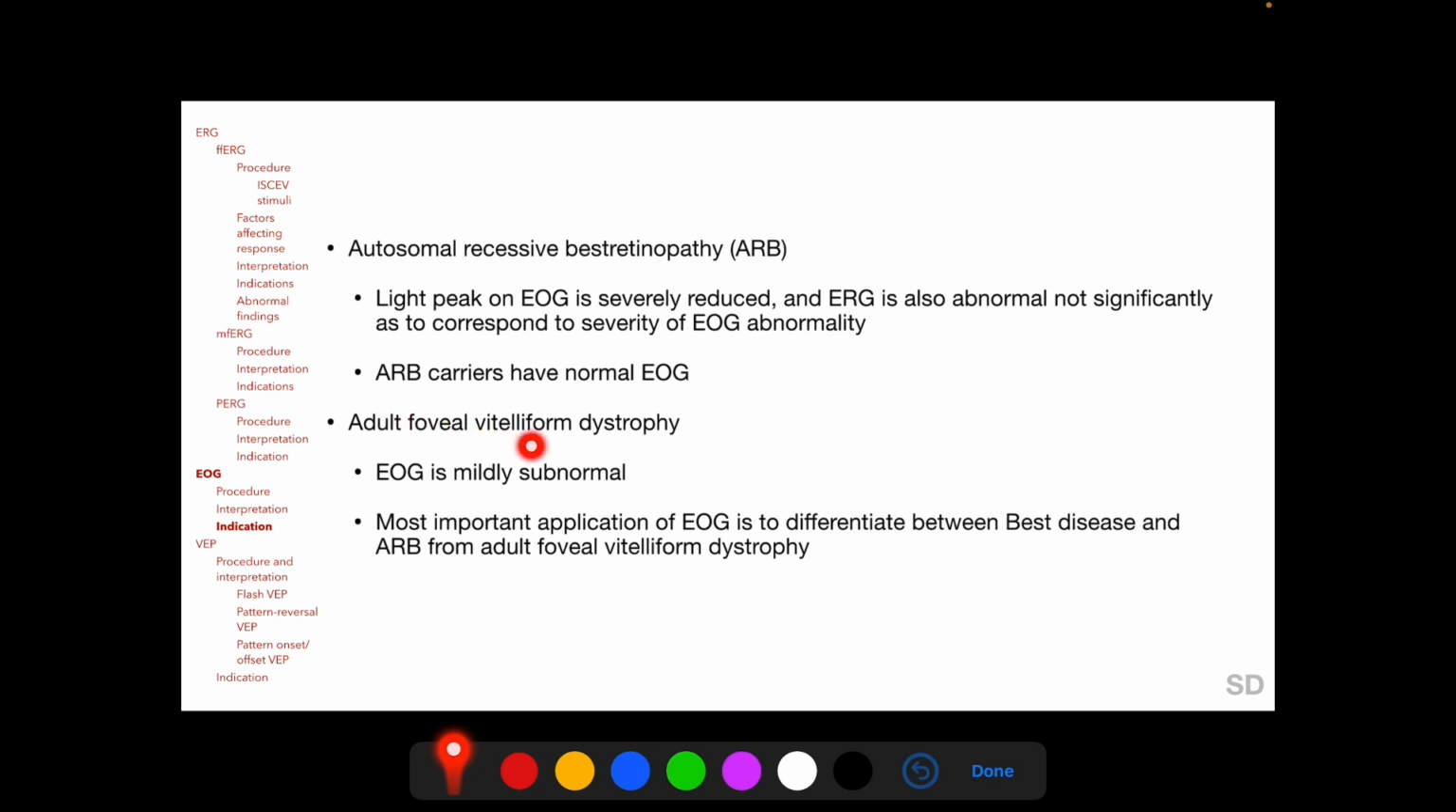In adult foveomacular vitelliform dystrophy, which also occurs due to a mutation in the BEST1 gene, the electro-oculography is only mildly subnormal. And the most important application of EOG is to differentiate between Best disease and autosomal recessive bestrophinopathy, in which EOG responses are abnormal, and adult foveomacular vitelliform dystrophy, in which EOG is only mildly subnormal.